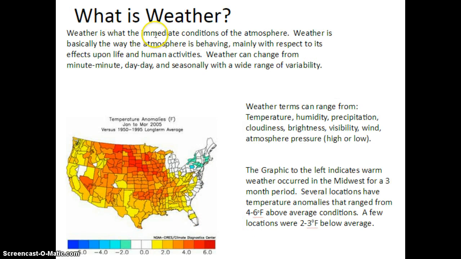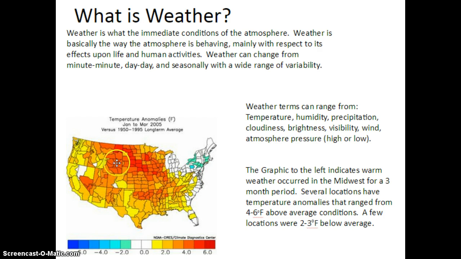So what is weather? Well, these are the immediate conditions of the atmosphere. Weather is basically the way the atmosphere is behaving, mainly with respect to its effect on life and human activities. Weather can change from minute to minute, day to day, seasonally, with a wide range of variability. So some weather terms: temperature, humidity, precipitation, cloudiness, brightness, visibility, wind, atmospheric pressure, high or low.